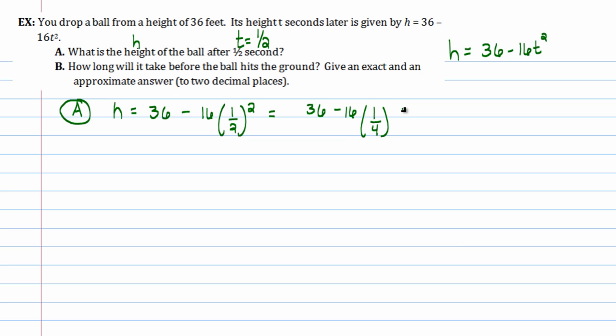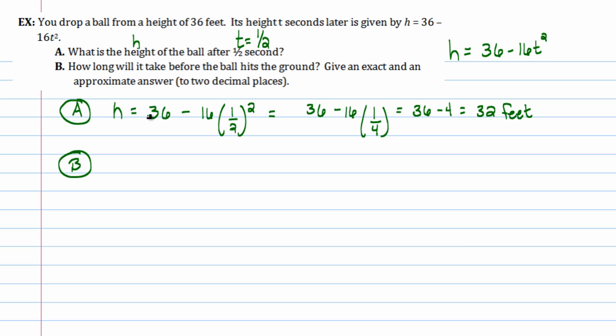And then after exponents, multiplication. Well, 16 times a fourth is a 4. And then finally the subtraction. So that's 32. So the height after half a second is 32 feet. Always write in the units at the end as an interpretation. It's kind of important. Part B is asking how long would it take before the ball will hit the ground.